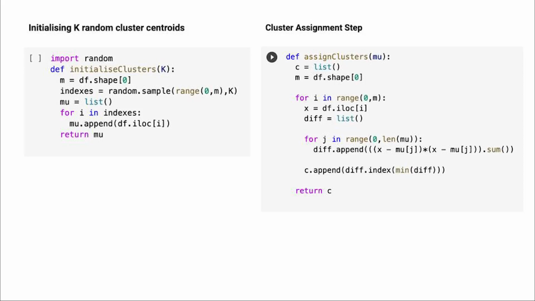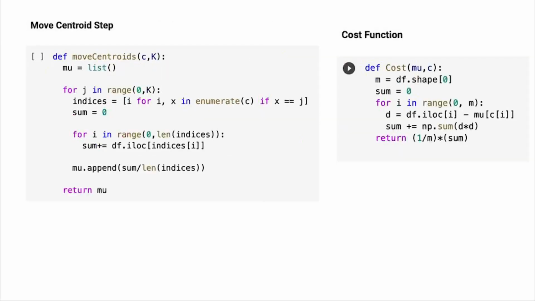I have written a function here because k-means is an iterative algorithm. You have to repeat it again and again, so you will just call this function rather than writing the code again and again. So after the cluster assignment step, after every training example has decided which is the nearest cluster centroid, what is the next step? The next step is the move centroid step.